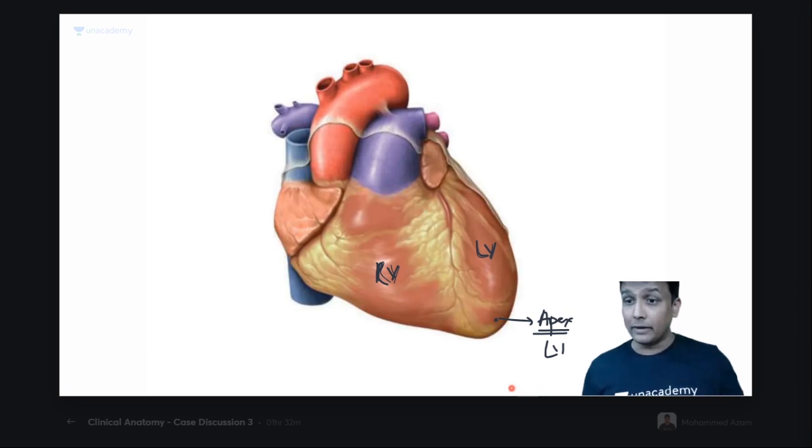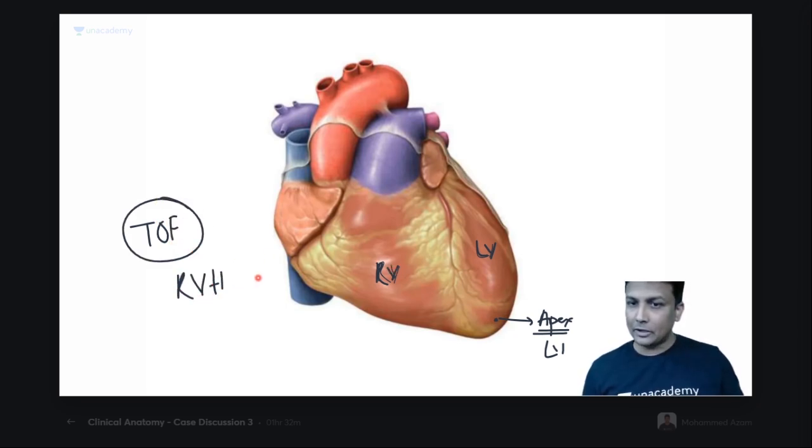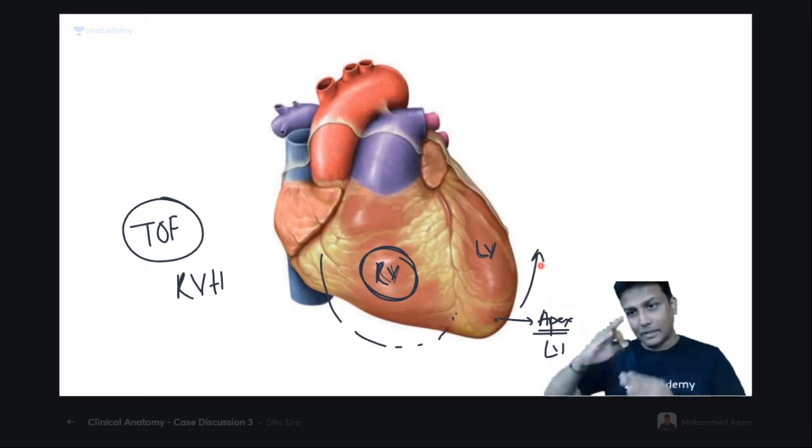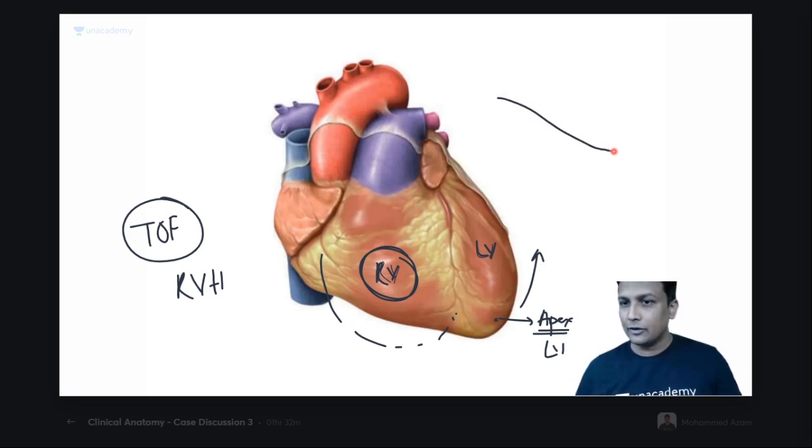Apex of the heart will be formed by the left ventricle. Fine. But now what is happening in tetralogy of Fallot? In TOF, what is happening? The right ventricular hypertrophy. And because the right ventricle is undergoing hypertrophy, what will happen, sir? Concentric right ventricular hypertrophy. Because of that, the apex will no longer be down because of the hypertrophy of this right ventricle. The apex will be upturned. So the apex of the heart will not be like this; it will be coming like this. It will be upturned. Upturned apex will be there because of right ventricular hypertrophy.